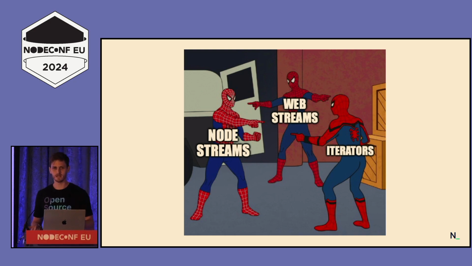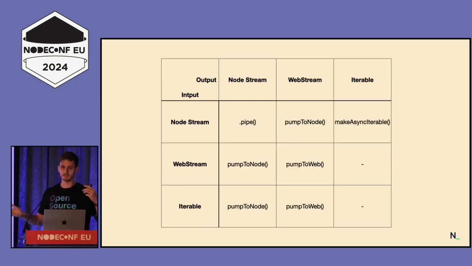And how does it do that? Well, in this table, if you go into the internals of the pipeline implementation, we can see that you have to handle all the cases. There is a big if-else chunk there that has different behaviors depending on what the input and the output are. If you have a node stream input and node stream output, you just go with pipe with all the error handling that needs to be done there. If you are going into a web stream, you have pump to web. If you are going to a node stream, you have pump to node.